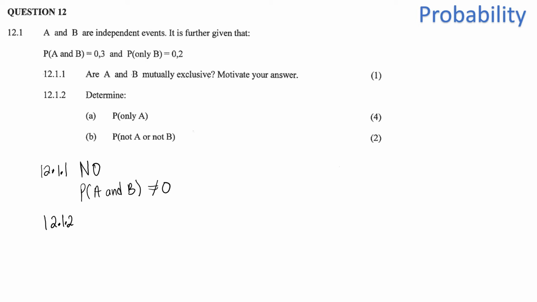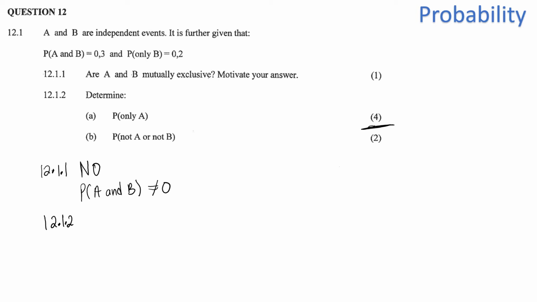12.1.2, determine the probability of only A. And they've given it 4 marks. It's quite an important question, quite tricky. How can we find the probability of only A?